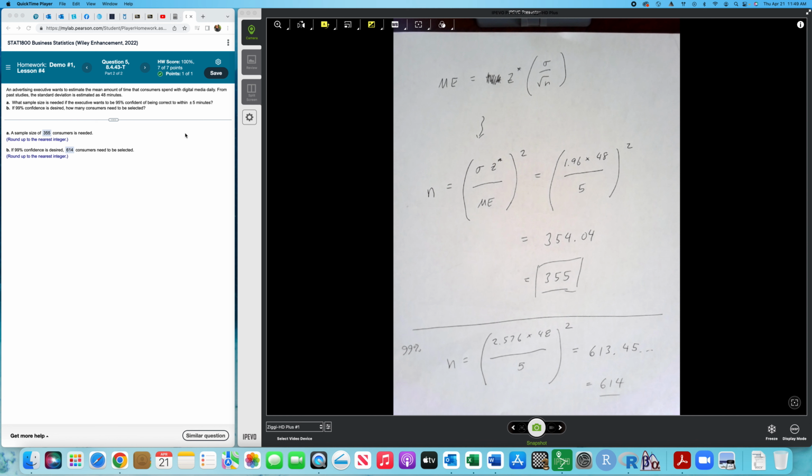If we needed a 99% confidence interval, the only thing we would change would be the z critical, which is 2.576. Same population standard deviation, same desired margin of error. We get 613 point something, always round up to get 614.